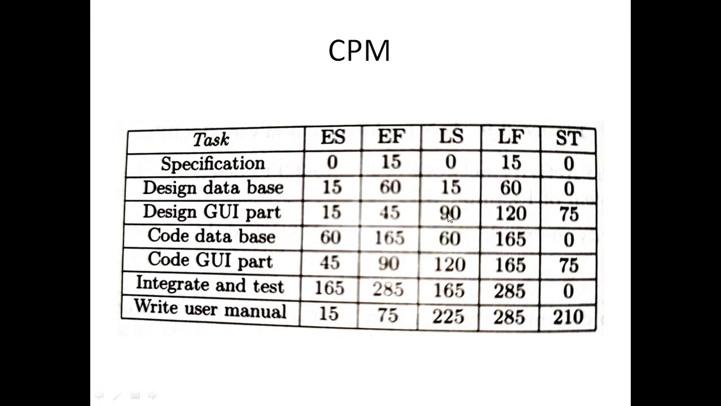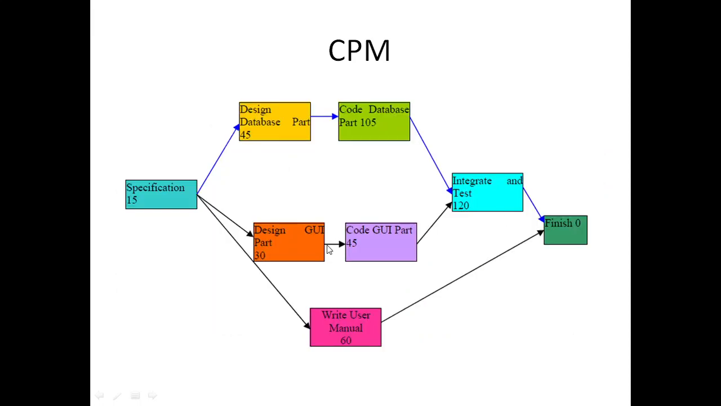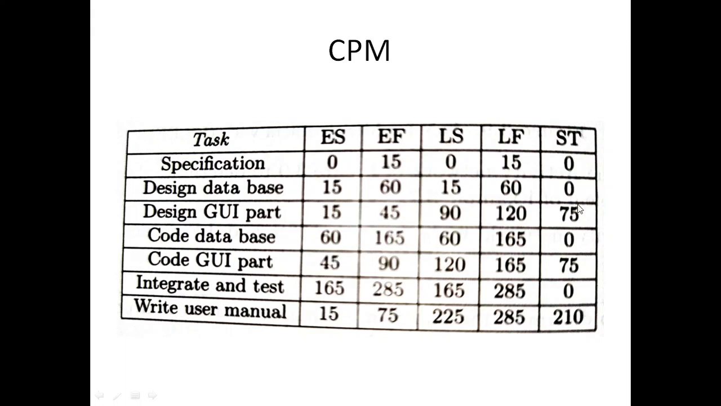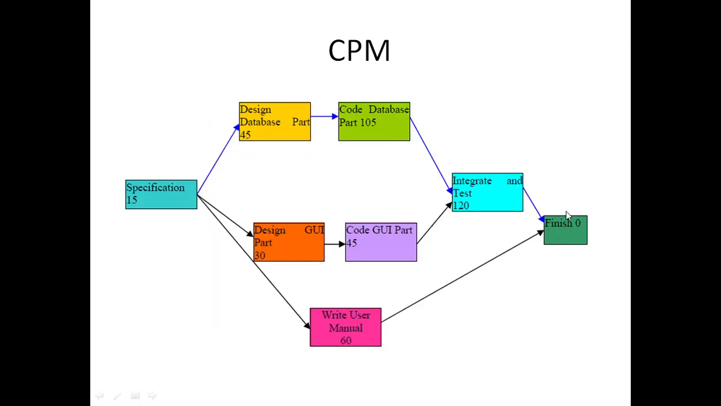And similarly, we can calculate the latest finish. It is 120, so 90 plus 30 gives 120. And there is a slack time of 75. That is, if we make a delay of 75 days also, then there won't be any problem, because after 75 days also, if we start this work, we can complete it as soon as needed, because this is not in the critical path region.